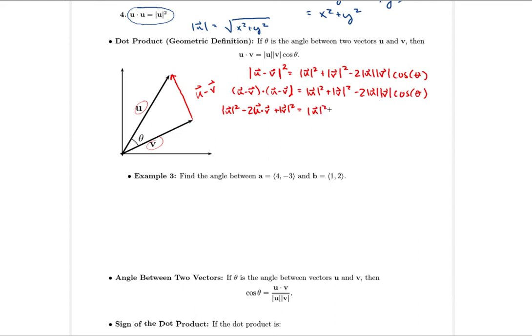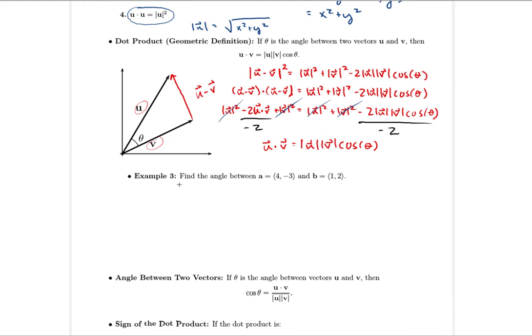So what we get is a bunch of the same stuff on both sides. If I've got the magnitude of u squared on both sides, those can go away, and those can go away. So I'm left with just this. And if I then divide by negative 2 on both sides, I'm left with u dotted with v equals the magnitude of u times the magnitude of v times cosine theta. So this is another way of computing our dot product, and it's also a way of getting information about our vectors.